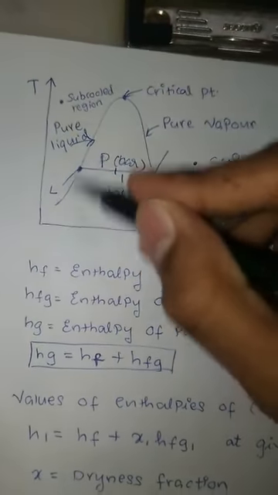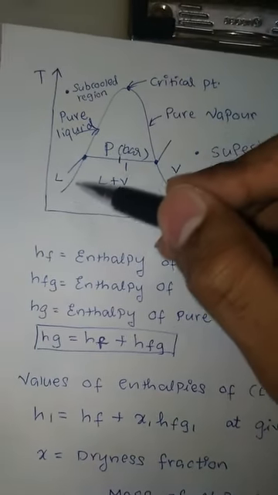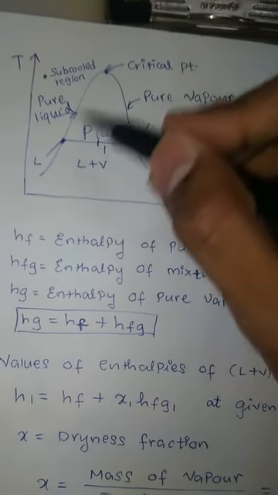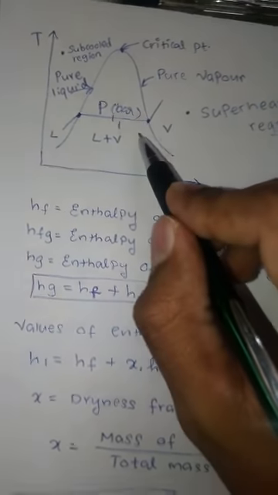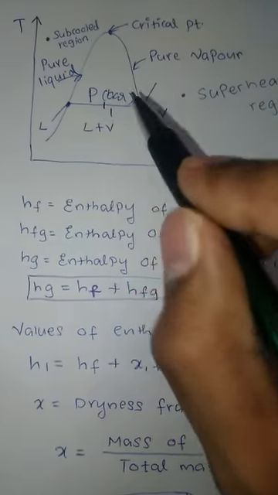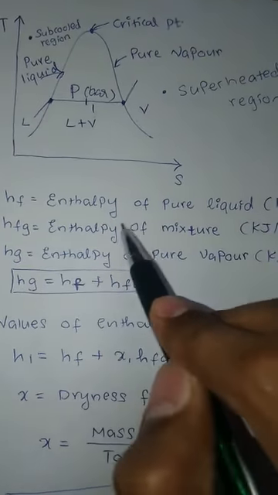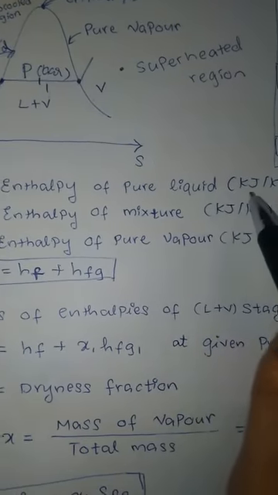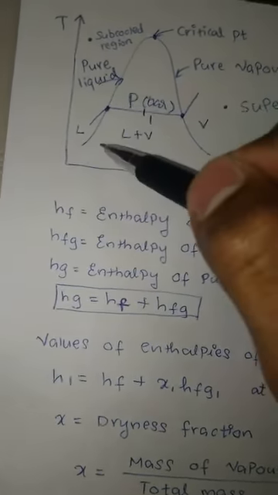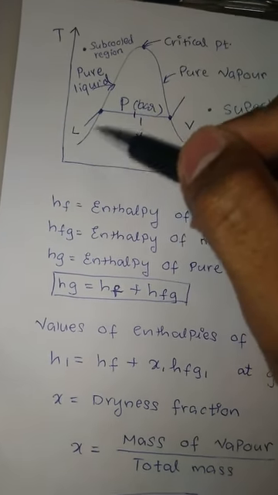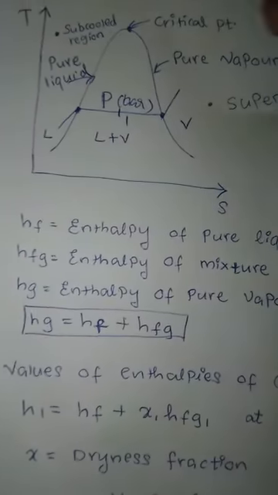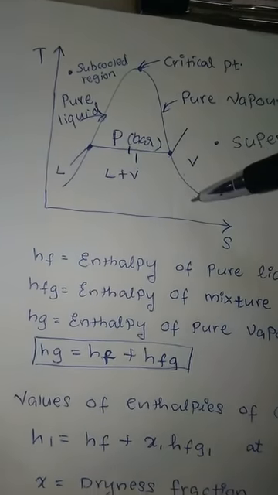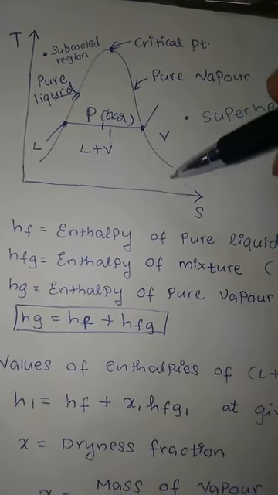So as you can see in the T-S diagram, the bell shaped curve, this side is called the pure liquid region, this side is called the pure vapor region, and in between is the mixture region. So hf is the enthalpy of the pure liquid in kilojoule per kg. At any given pressure, if you have to find the enthalpy of the pure liquid, simply look in the hf column of the steam table. And this is the hg region. Sorry, this is the pure vapor region.